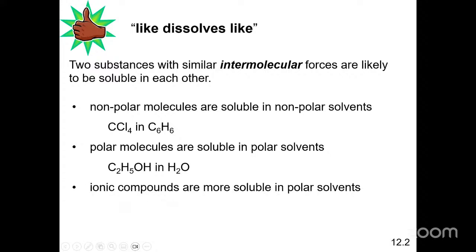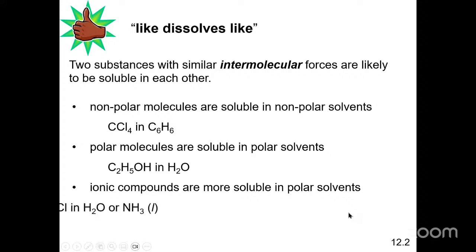Now, when it comes to polarity, you cannot get more extreme than ionic, right? Ionic is basically the extreme of polarity. And what you'll find is that generally speaking, ionic compounds are more soluble in polar solvents, all right? So that's basically the rule of thumb as far as predicting whether or not a particular solute will dissolve in a particular solvent.